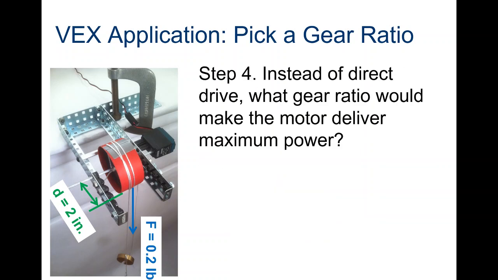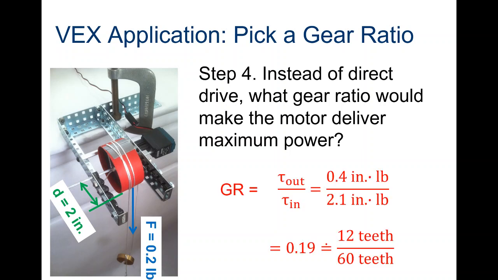So step 4, instead of direct drive, what gear ratio would make the motor deliver maximum power? So this is where the gears come in. They have torque out of 0.4 inch-pounds we solved for. Torque in would be the 2.1 inch-pounds that we solved before that. And so we have a gear ratio of 0.19. In our VEX kits, the 2 gears that give us the closest to 0.19 that we can get is 12 teeth over 60 teeth. Those are the 2 sizes that will come closest to that ratio.